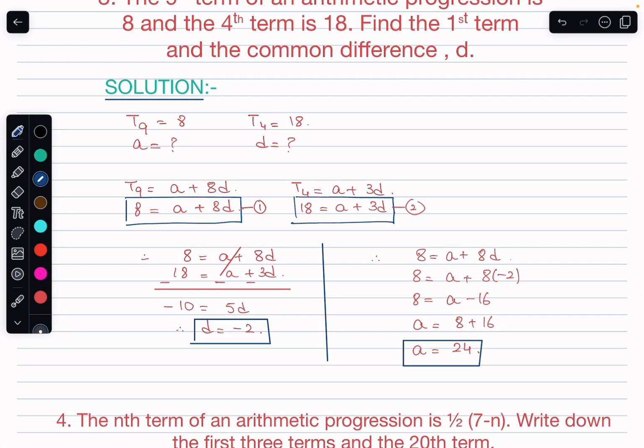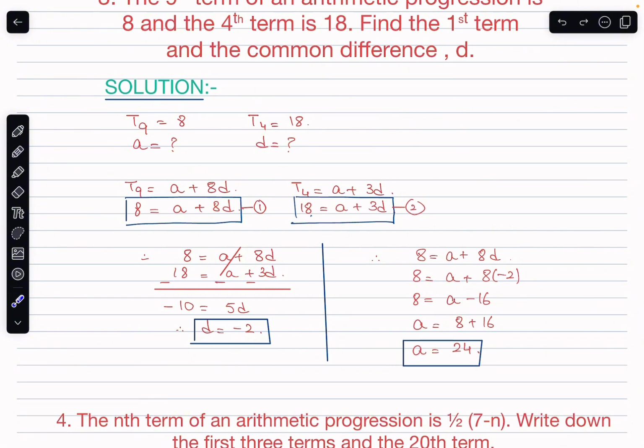Doing that, it's 8 equals A plus 8D, and 18 equals A plus 3D. Solving the two simultaneously by changing the signs, A gets eliminated. I'll be left with 8 minus 18, which is negative 10. That will be equal to 8D minus 3D, giving me 5D, or I can say D is equal to negative 2 here. If I have this value of the common difference, I can substitute in any of the two equations to get the first term, which is A.